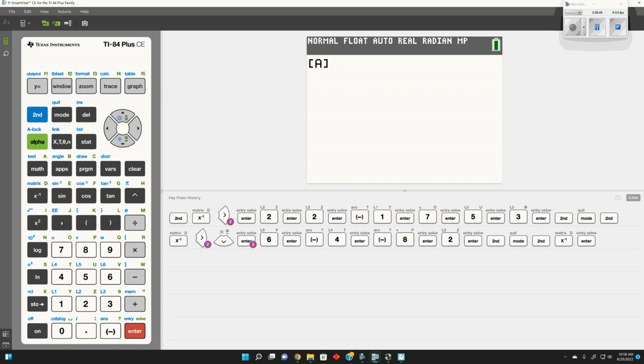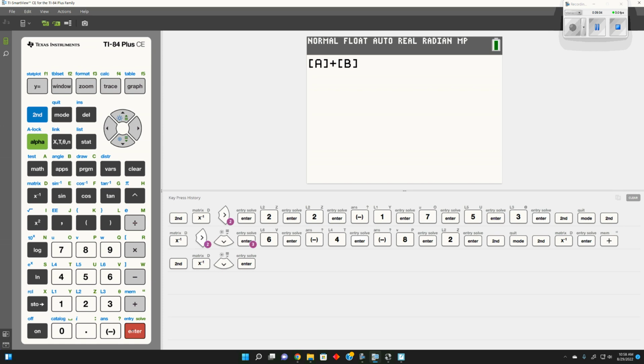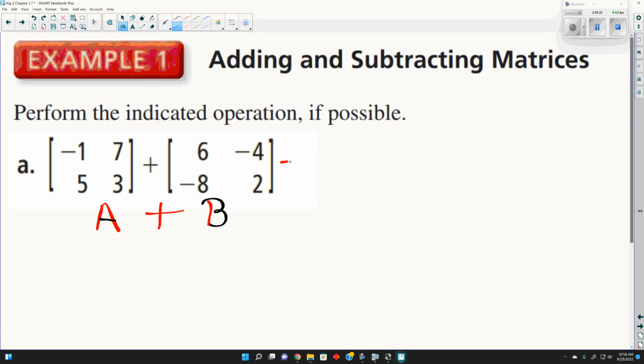Now what are we doing to it? We're adding to it matrix B. So we can say plus. To call up matrix B, we would say second matrix. And this time, instead of just hitting enter, we'll scroll down one to select B, then hit enter. So we have A plus B. And we get 5, 3, negative 3, 5. And that's it. Questions on this here?